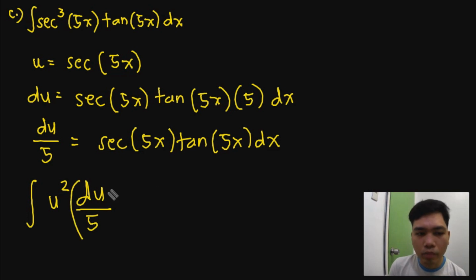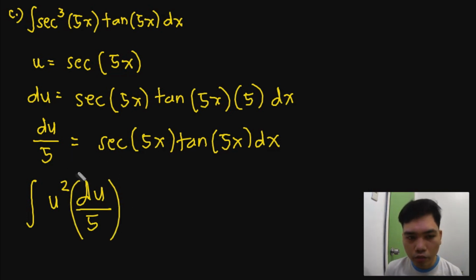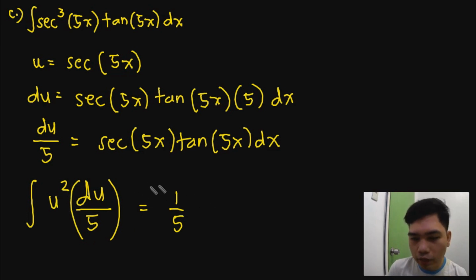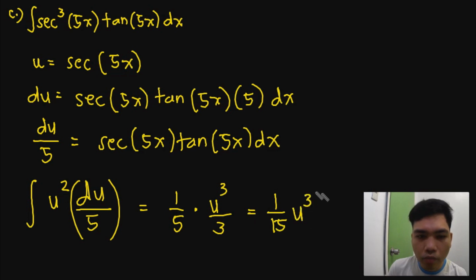Okay, so I hope this makes sense now. And if you try to rewrite this in terms of secant 5x, so that will be squared, and then multiplying it with du over 5, that becomes secant cube, and then we're left with the same original expression. And now we can perform integration on this portion. So this gives you a value of 1/5. I'll just factor out the constant, and then the u squared is power rule, so that gives you u cubed over 3, which gives you an answer of 1 over 15 u cubed, and then of course you have to add the constant of integration.